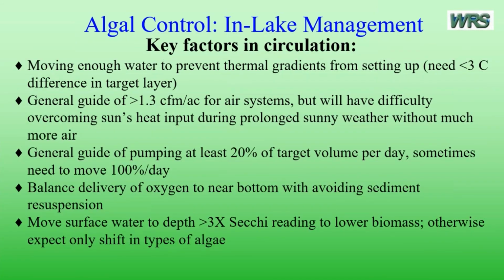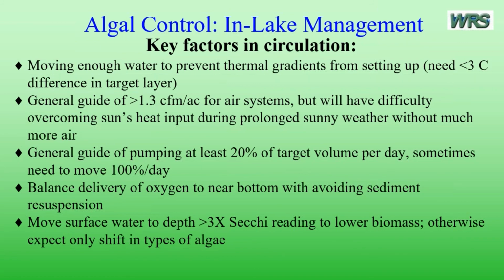And the key factors, you've got to move enough water to prevent the thermal gradients from setting up. That means no more than about a 3 centigrade degree difference from top to bottom. And that's the easiest way to measure if you're successful. General guide, if you're using air, 1.3 cubic feet per minute per acre served. You might need more than that. 2 cubic feet per minute per acre is a good target. If you could, that's a little more oversized. If you're doing it by pumping, you need to move 20% of the target volume per day. So about every 5 days, you've moved it all. Could need as much as 100% per day. It's a question of how warm it is and what the conditions are.